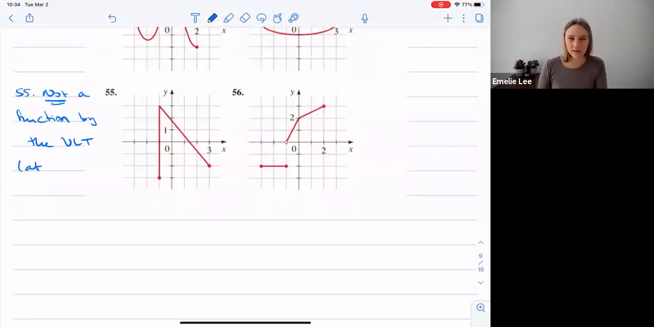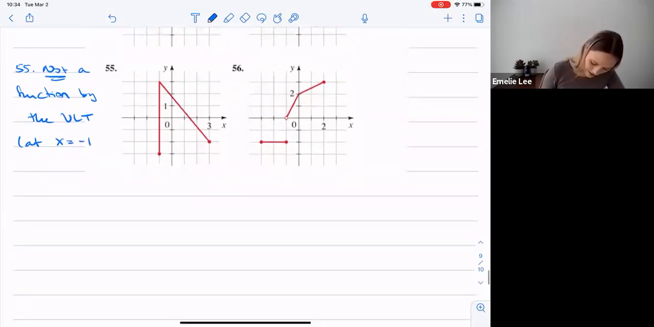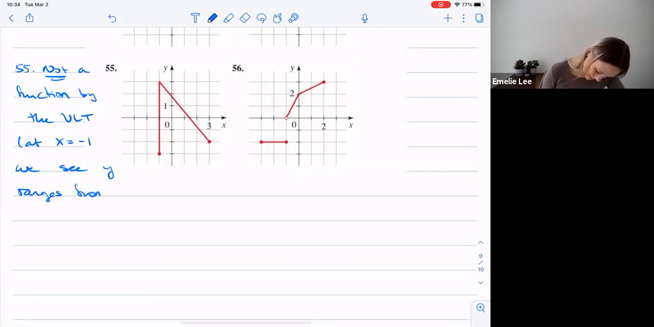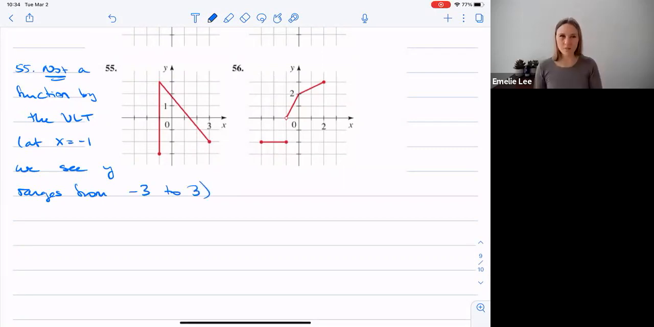And I'll just do a quick explanation here. At x equals -1, we see y ranges from -3 to +3, right? So that's bad news. If we talked about from -1 up till x equals 3, then yeah, it's a function, right? But it's this little section here that makes it not a function.